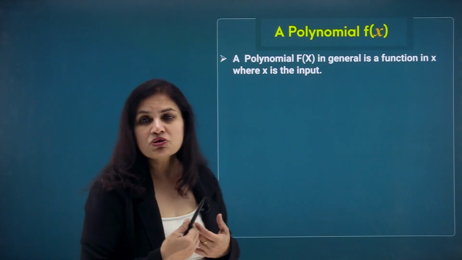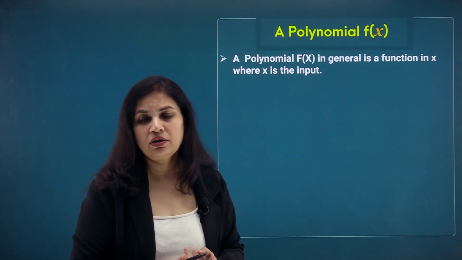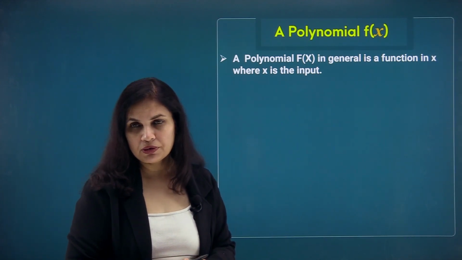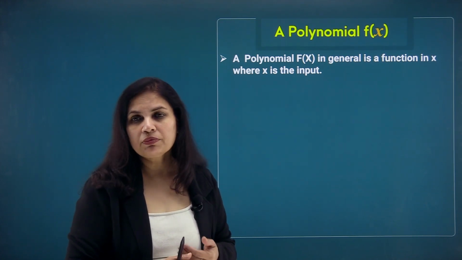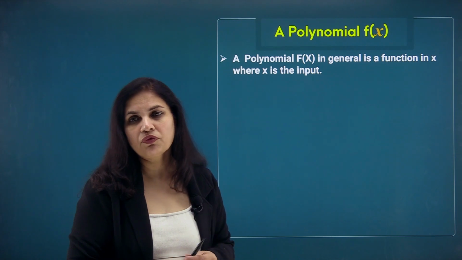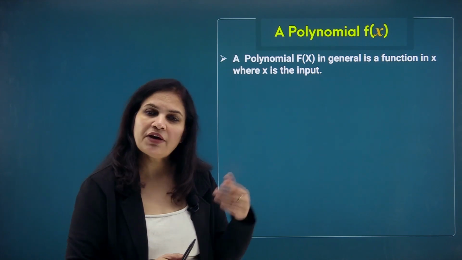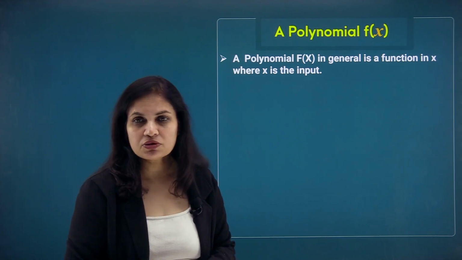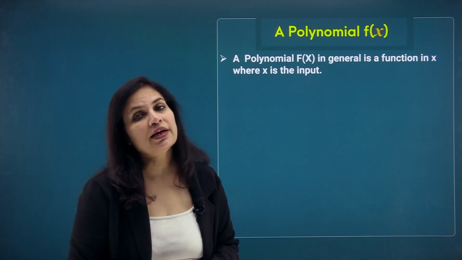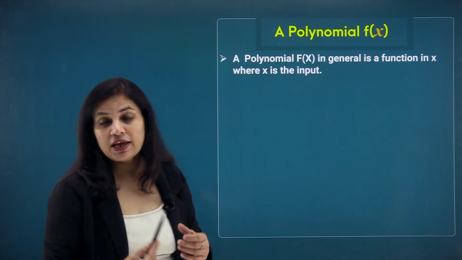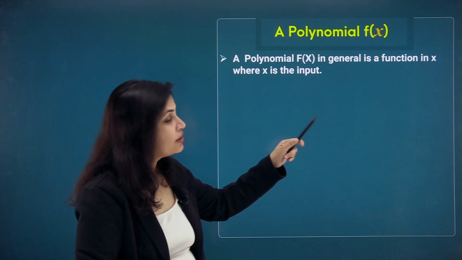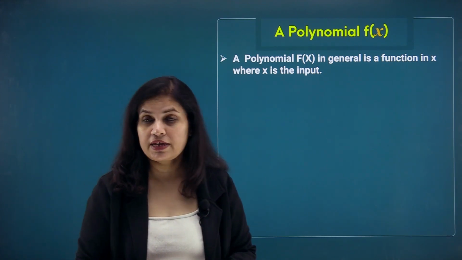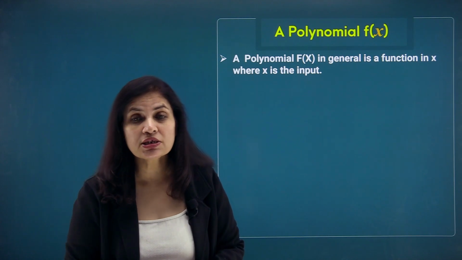Now, let us come to the general definition of a polynomial. I may have a one term polynomial, I may have a 2 term, 3 term, 4 term, and I may have an expression till n terms. So, how do we generalize the thing? A polynomial f(x) in general is a function in x. Now, what do we mean by function in x?